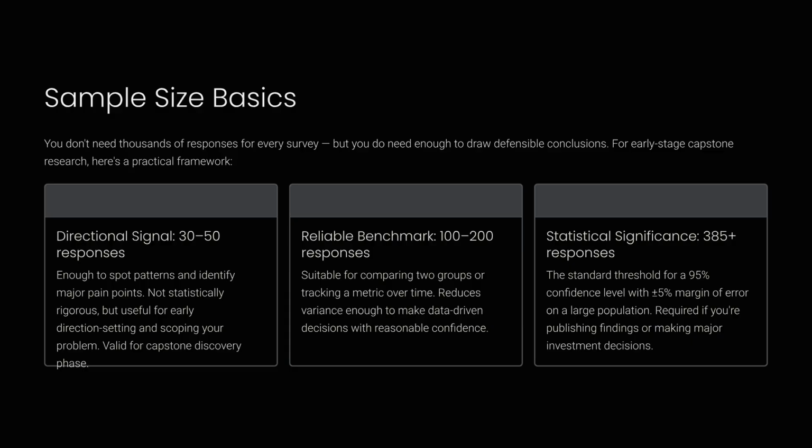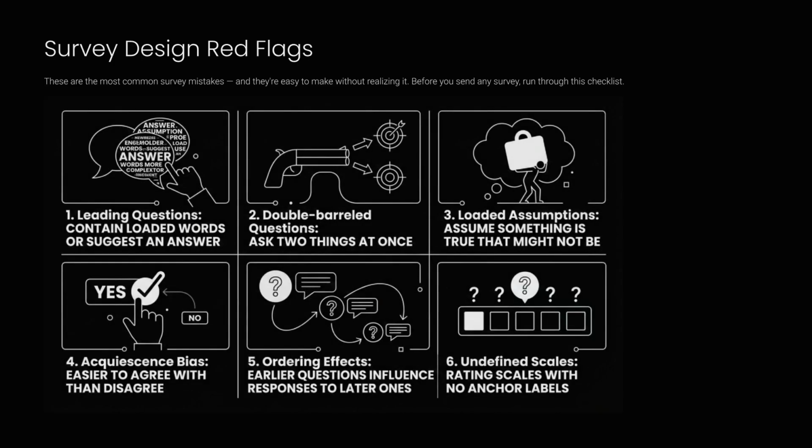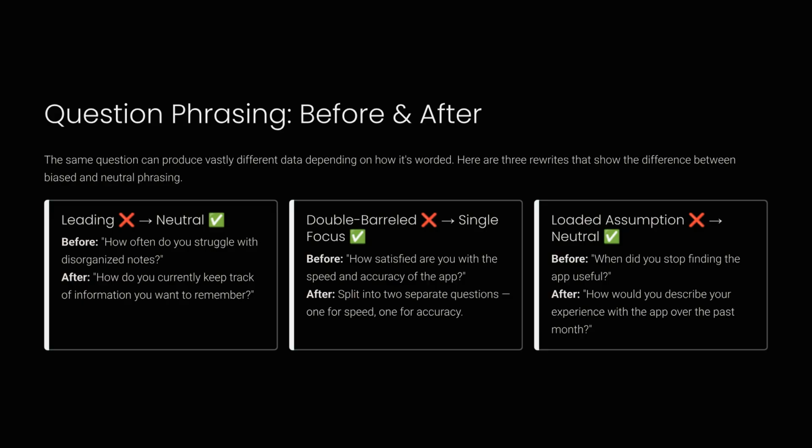Statistical significance typically requires 385 or more responses for a 95% confidence level. When designing surveys, watch out for red flags. These include leading questions, double-barreled questions that ask 2 things at once, loaded assumptions, acquiescence bias, confusing order effects, or using undefined rating scales. Finally, remember that subtle changes in phrasing make a significant impact.